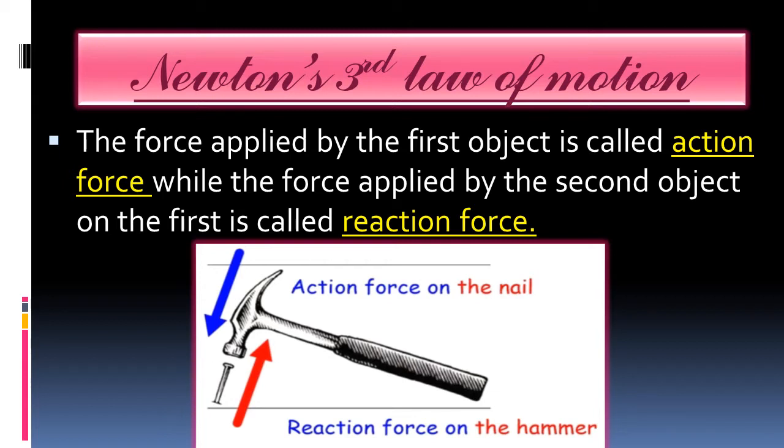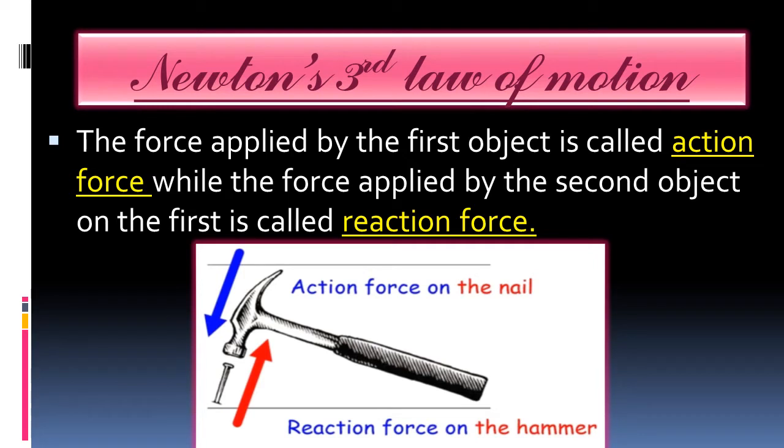In the previous slide we have seen that forces always act in pairs. That means when one object applies a force, the second object will also give a force to the first object. That's why forces are always applied in pairs, and the force applied by the first object is called the action force, while the force applied by the second object on the first object is called the reaction force.